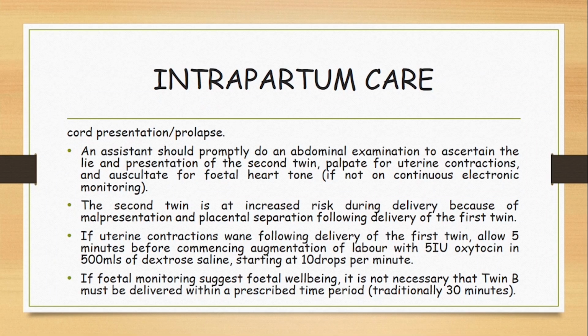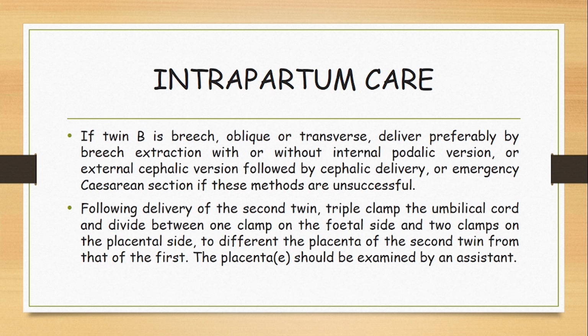If uterine contractions wane following delivery of the first twin, allow 5 minutes before commencing augmentation of labor with 5 international units of oxytocin in the first 500 ml of fluid, starting at 10 drops per minute. If fetal monitoring suggests fetal well-being, it is necessary that twin B must be delivered within a prescribed time period. If twin B is breech, oblique or transverse, deliver preferably by breech extraction.